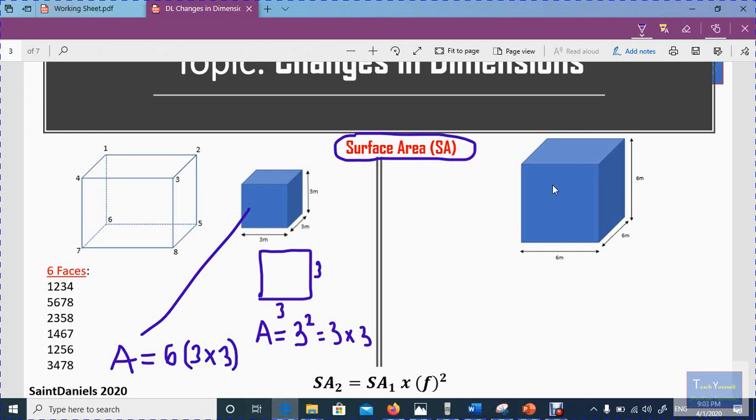Now, there is something I want you to understand here. Let's look at figure 2. In the case of figure 2, let's establish the same thing. The area is going to be equal to 6 faces times, in this case, the dimension 6 by 6.